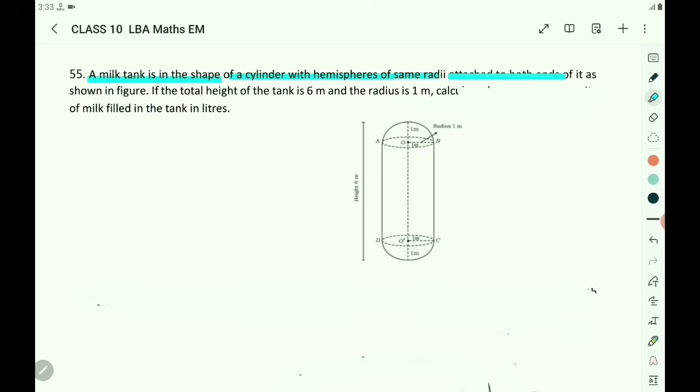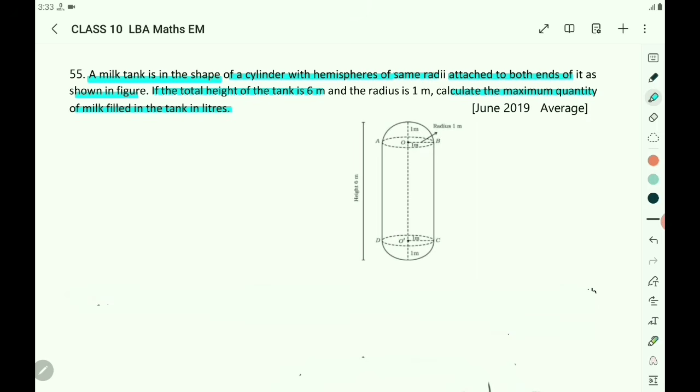Question number 55. A milk tank is in the shape of a cylinder with hemispheres of same radii attached to both the ends of it as shown in the figure. If the total height of the tank is 6 meter and the radius is 1 meter, calculate the maximum quantity of milk filled in the tank.